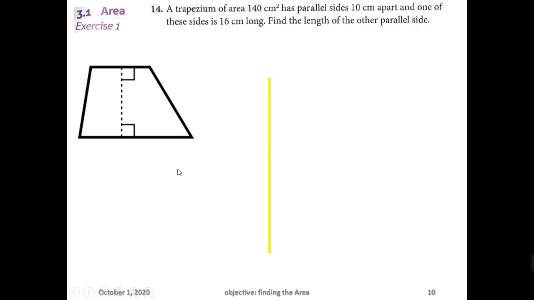So the steps that you should go through: you write the rule, you substitute in the rule, and then you apply opposite operations or inverse operations to find the missing side. Please try it on your own, and we will discuss this question in the next video.